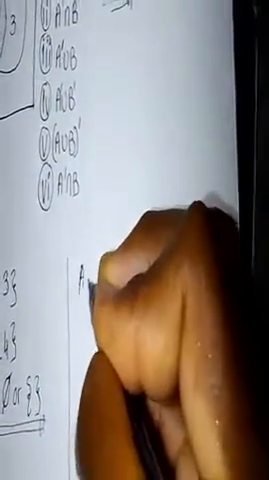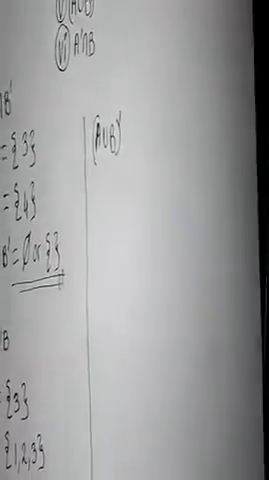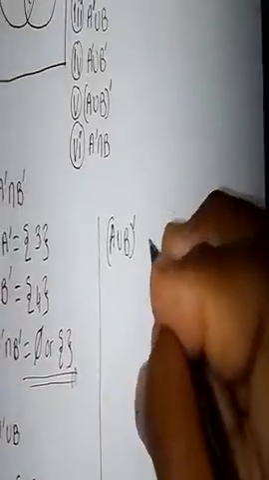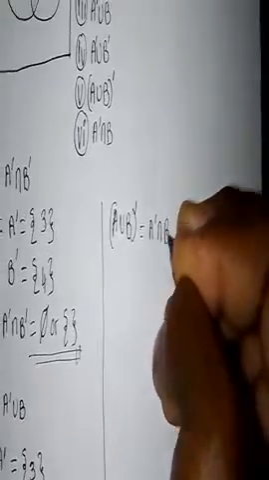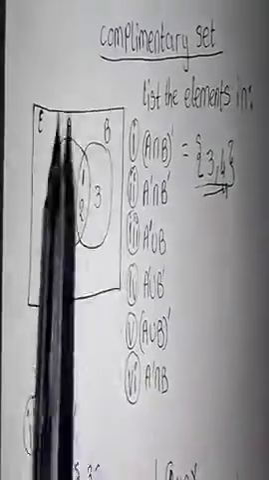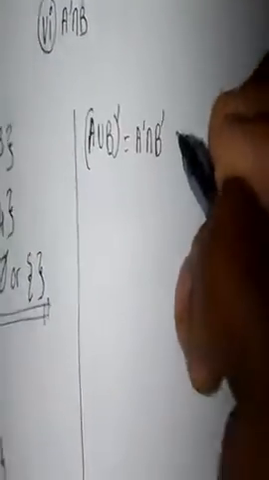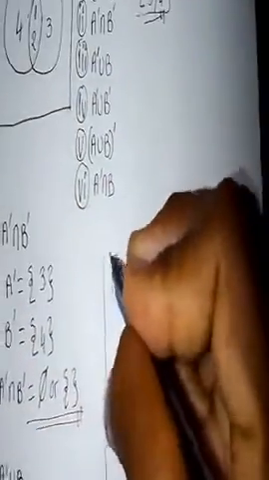So the next question here is A union B complement. So the answer is already known. That's what I'm talking about. So A union B complement is the same as A complement intersection B complement. So this, we're going to go everything outside A and B, which is an empty set. So this was number 5.